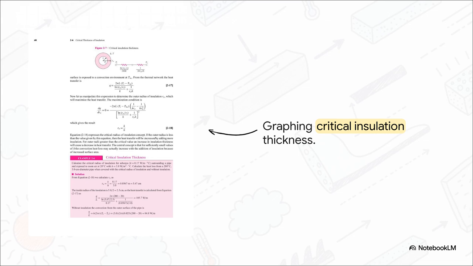Imagine a small 5-centimeter diameter pipe carrying 200-degree heat. If we wrap it in 3.17 centimeters of asbestos insulation, we naturally assume we're saving energy. But here's the kicker. Because the new overall radius is still smaller than the critical radius for that specific material and environment, we accidentally increase the heat loss by 25%. The increased surface area drastically outpaces the added thermal resistance.